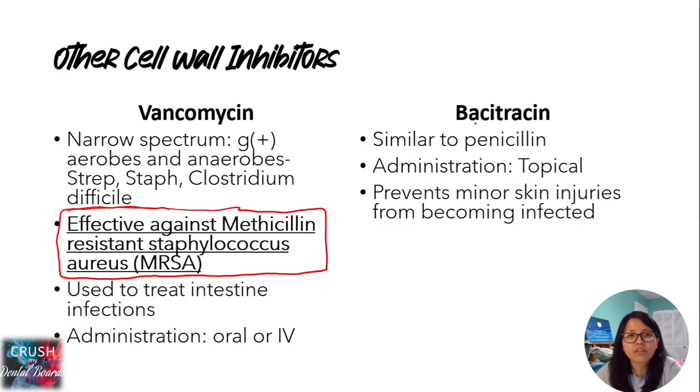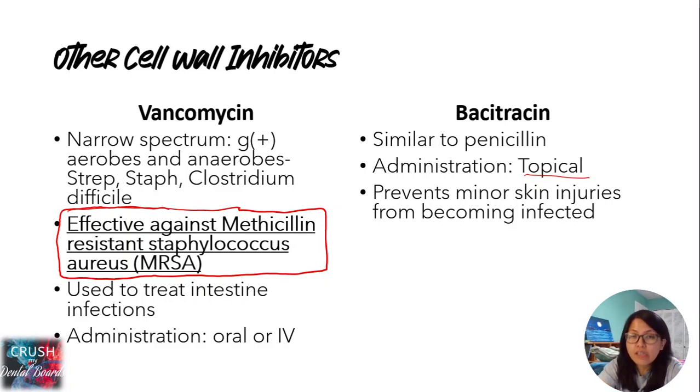Okay? And another cell wall inhibitor would be your bacitracin. It is very similar to your penicillins. However, it's just topical. We usually use this for wounds, scrapes, minor scrapes. So it prevents minor skin injuries from becoming infected. So that's your bacitracin. So these are the different cell wall inhibitors that we have.